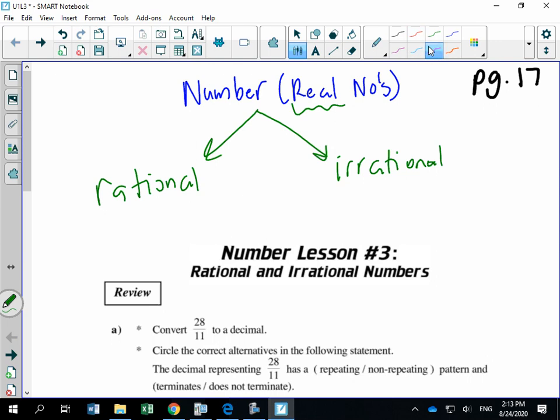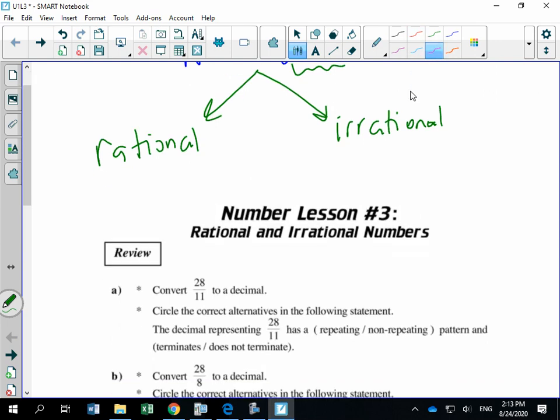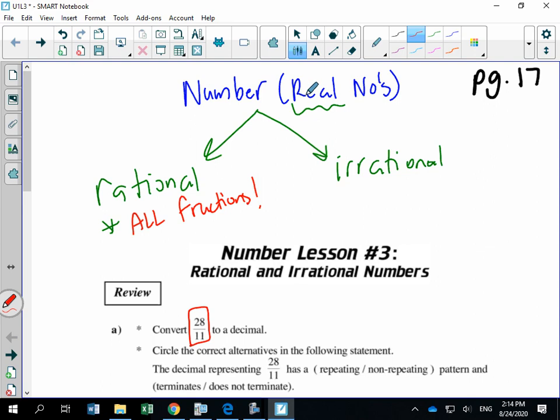So the first thing for rational numbers, and this is probably the most important, all fractions are going to be rational. So if I give you a number and it is a fraction, like this one here, 28 over 11, without even looking at what the decimal is, you'd first say, okay, that's going to be a real number, and you'd be correct. And then it is either going to be rational or irrational. If it is a fraction, it is going to be rational.